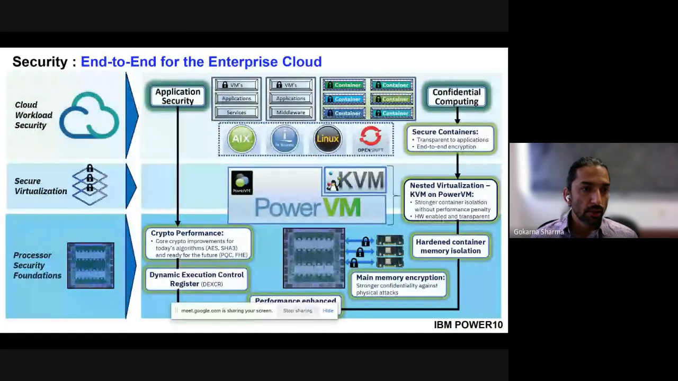This is the security for the enterprise cloud. Here you have VMs, applications, and services from the cloud, and then you have containers and different software stacks. And then you have the virtualization capability, that is the secure virtualization. This is nested, so on top of the VM you can have a virtualization, and from there you can go into processor security and foundations, for example, the crypto performance.